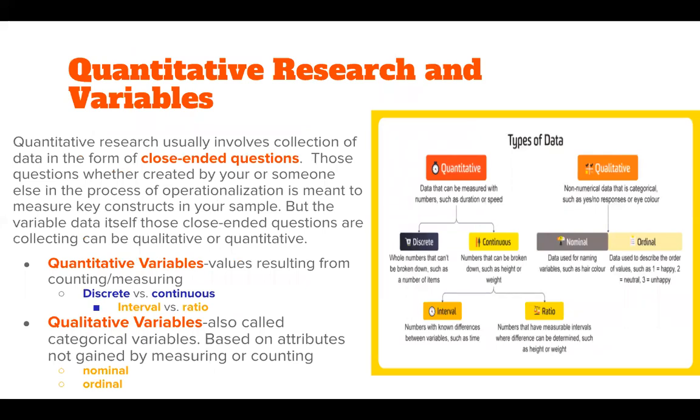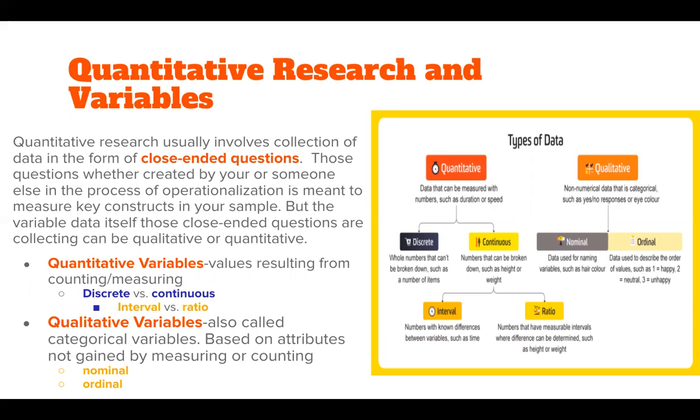So for this chapter, our focus is on quantitative methodology, whether we get our sample through non-probability or probability sampling techniques, and whether that's some type of experimental design, non-experimental design, or quasi-experimental design. We are collecting data that can be quantified. And generally, how we collect that data is in the form of closed-ended questions, because that is what allows us to easily quantify our answers. Now, those questions were either created by you or someone else in the process of operationalization, which is the process through which we turn our constructs into variables.